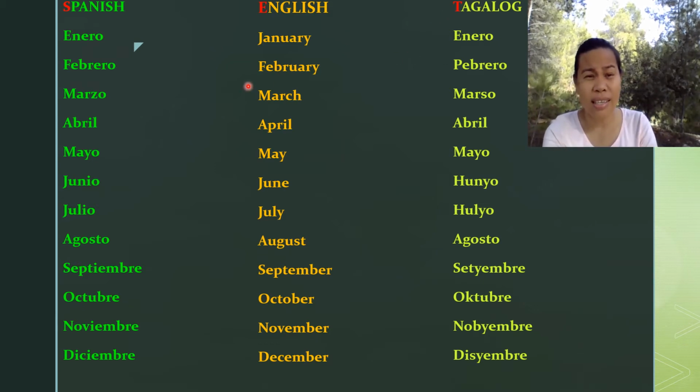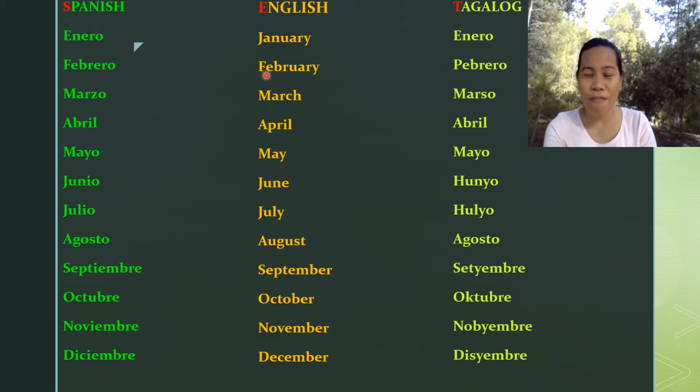As you can see, we have similarities. Spanish and Tagalog. Okay. Enero. In English, January. Again, January. In Tagalog, enero is the same. Same spelling and same pronunciation. Enero. Next, febrero.